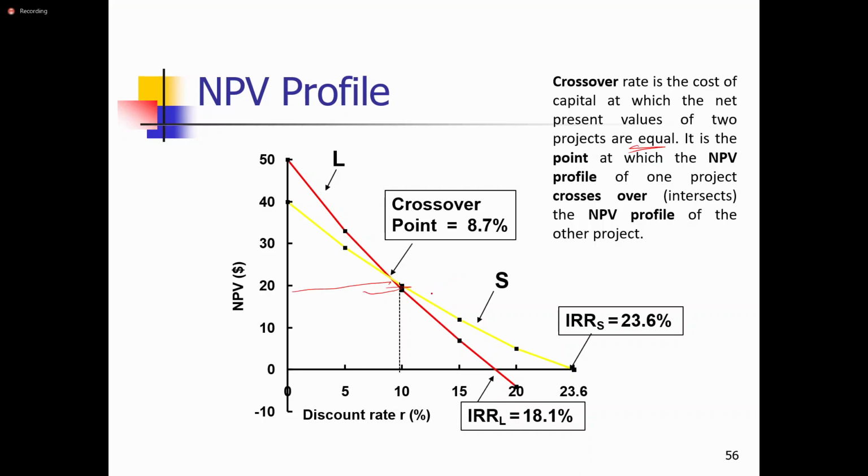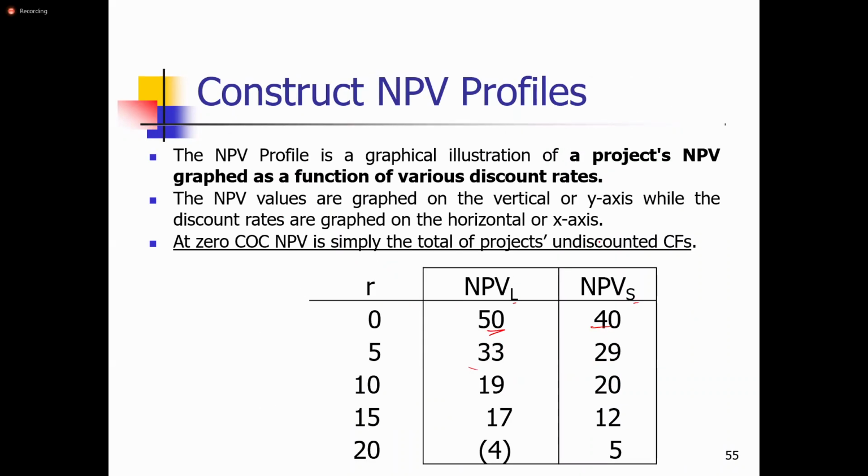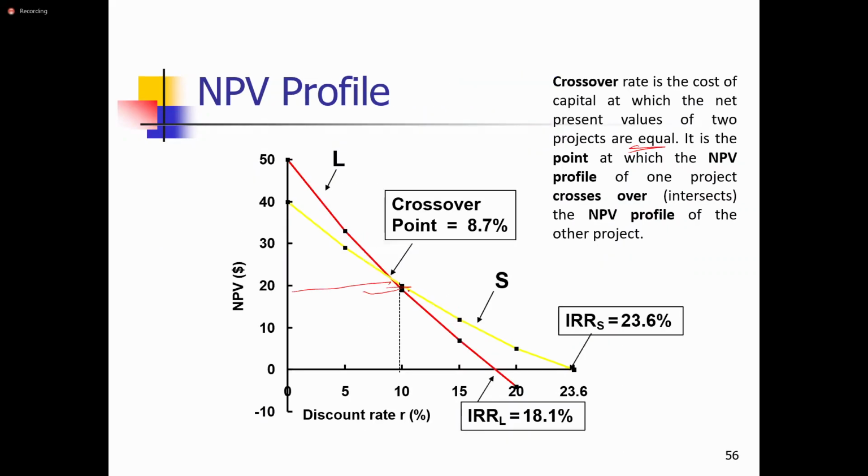It is the point at which the NPV profile of one project crosses over or intersects the NPV profile of the other project. So like this, you can see this is the crossover rate. NPV profiles you can calculate for different discount rates. When you draw it graphically, this is the NPV profile for L, the red one. The NPV profile for S is the yellow one. So if you draw both projects in one graph, you can see there is an intersection at 8.7%.